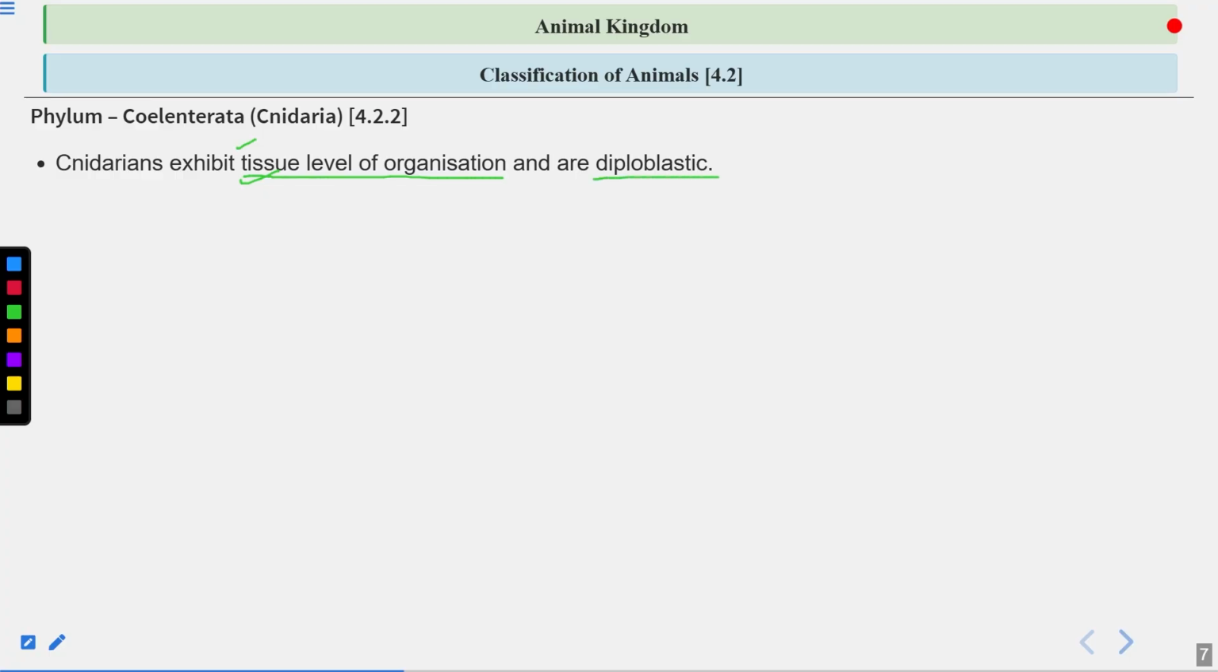And they are diploblastic. During the embryonic stages, the embryo cells arrange themselves into two layers. The outer or external one is called ectoderm. The inner or internal one is called endoderm. In between the ectoderm and endoderm, there is a jelly-like layer called mesoglea, but this is not cellular. So these two fundamental features in cnidarians are distinctive from the poriferans, right? Tissue level of organization, and they are diploblastic.